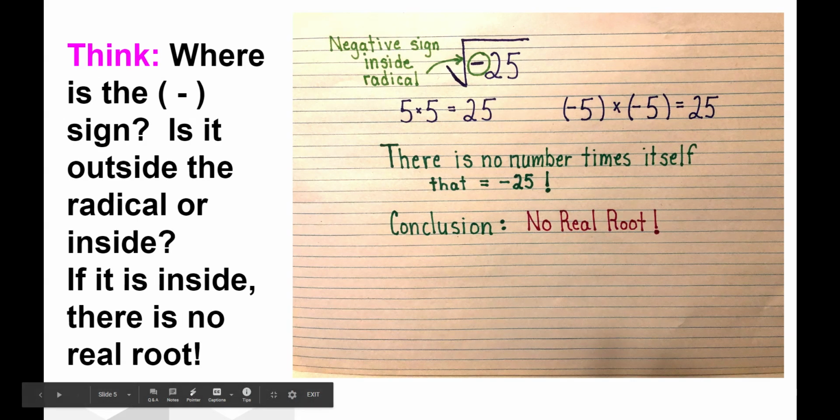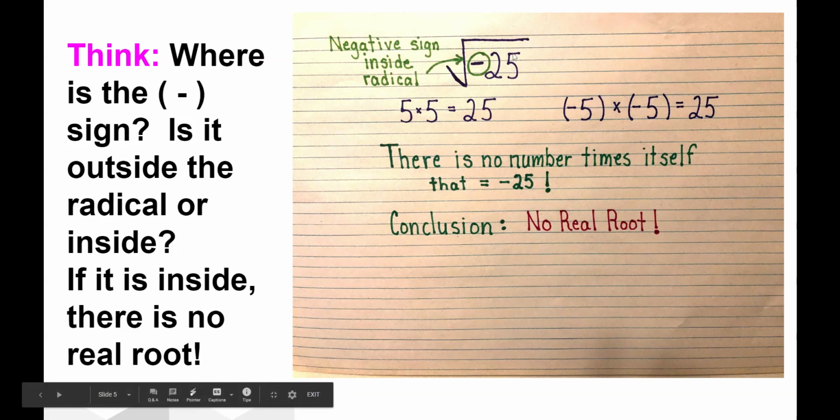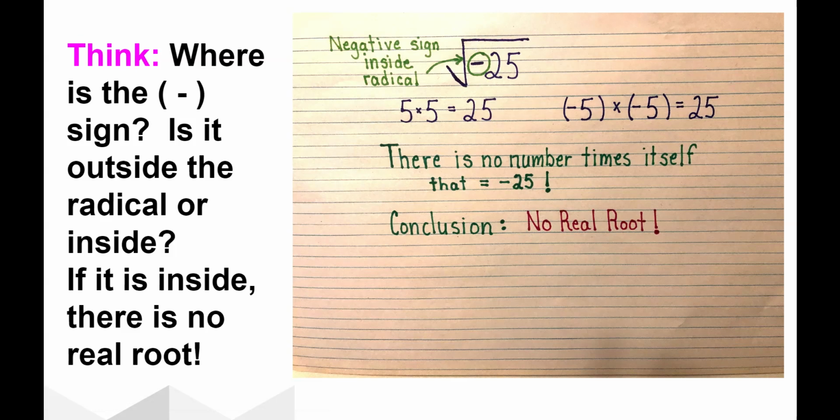You should be aware of a special case. Notice that in this example, the negative sign is inside the radical. So we now ask ourselves the question, what number times itself is negative 25? 5 times 5 is 25. Negative 5 times itself, negative 5 times negative 5, is also 25. There is no number times itself that is equal to negative 25. That means that there is no real root.